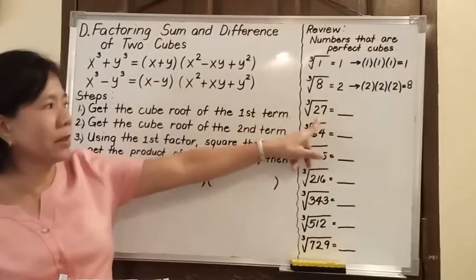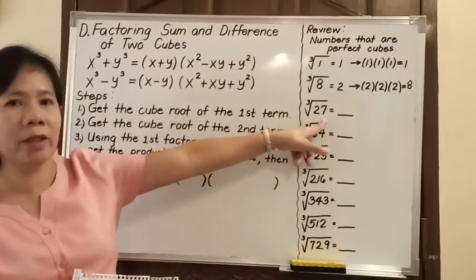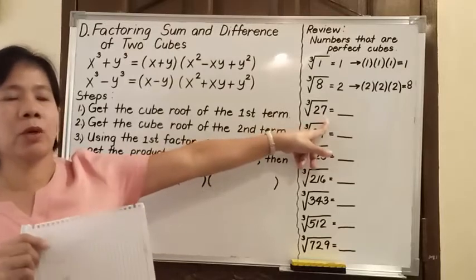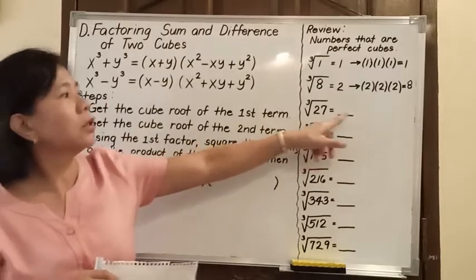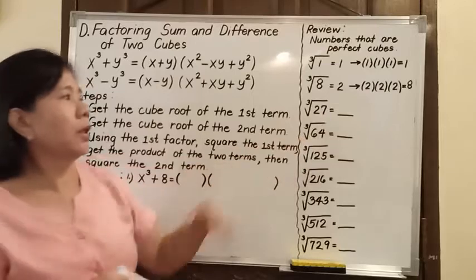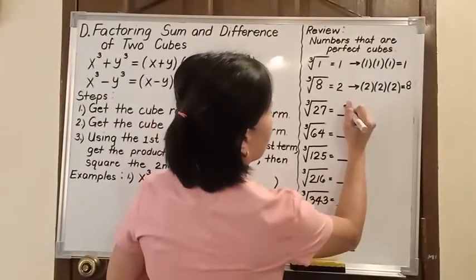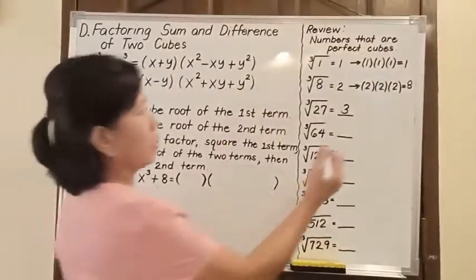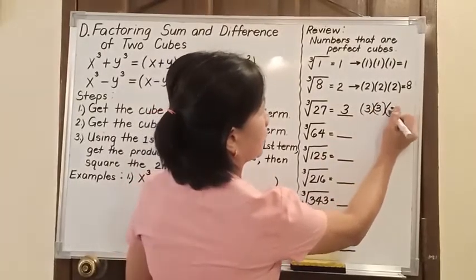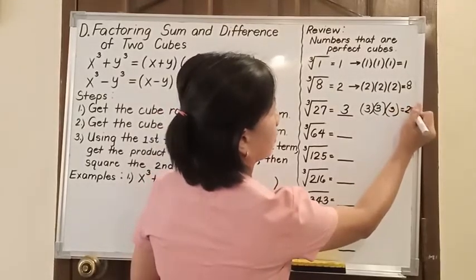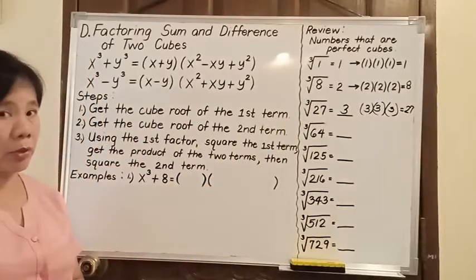Now, how about 27? 27 is also a perfect cube. What do you think is the cube root of 27? This time you have to think of a number that when you multiply it by itself 3 times, you will get 27. And what is that number? It should be positive 3. So, the cube root of 27 is 3. Why? Because 3 times 3 times 3, the product is 27. You will get the radicand. And therefore, 27 is a perfect cube.